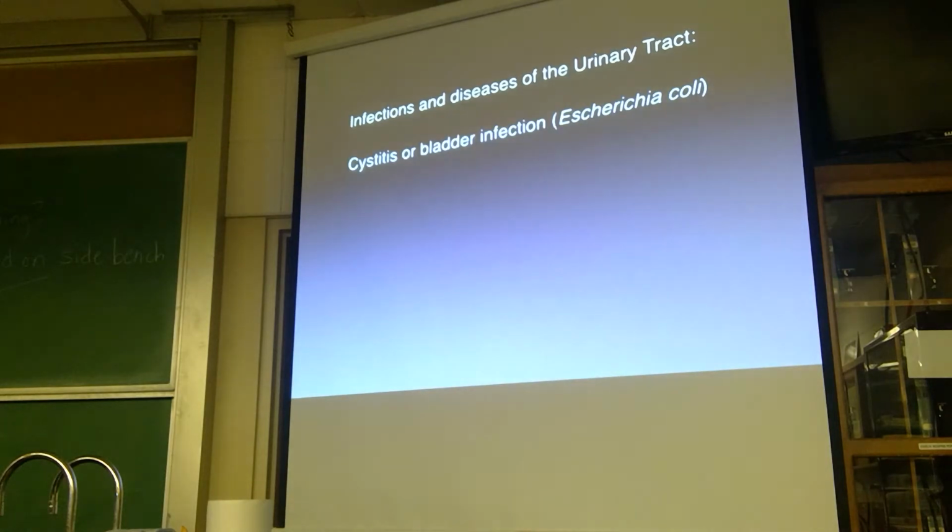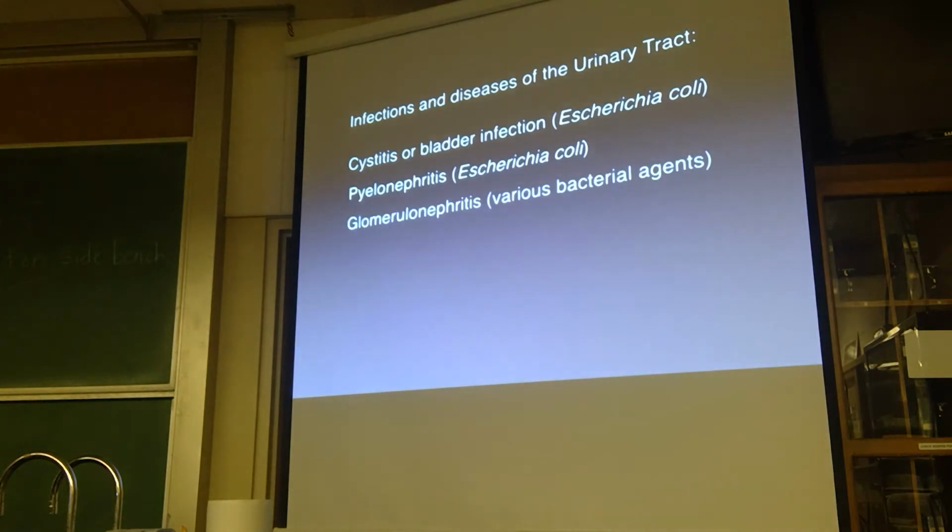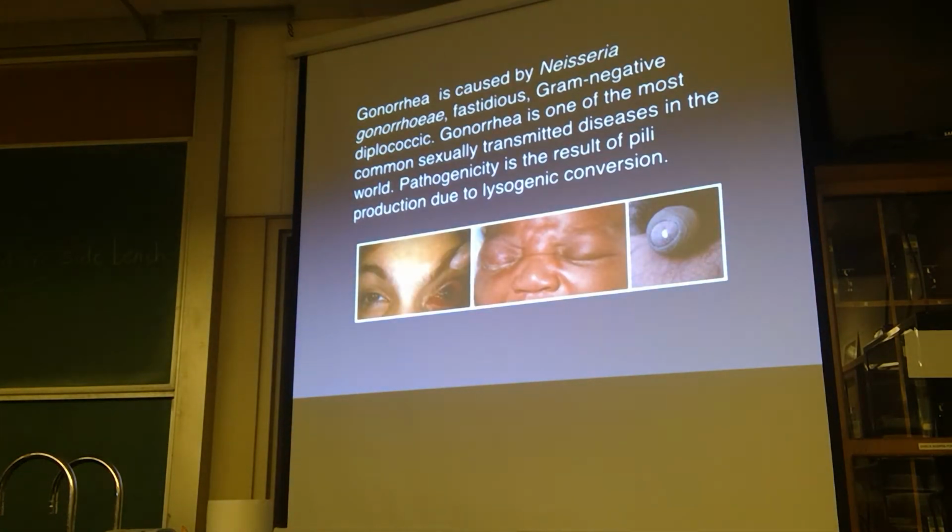So now we're moving to infections and diseases of the urinary tract. We've already talked about Escherichia coli causing bladder infection and kidney infection. They can cause pyelonephritis, like glomerulonephritis. So now we're moving to gonorrhea. This is another match. Neisseria gonorrhoeae matches with gonorrhea. These are fastidious gram-negatives.